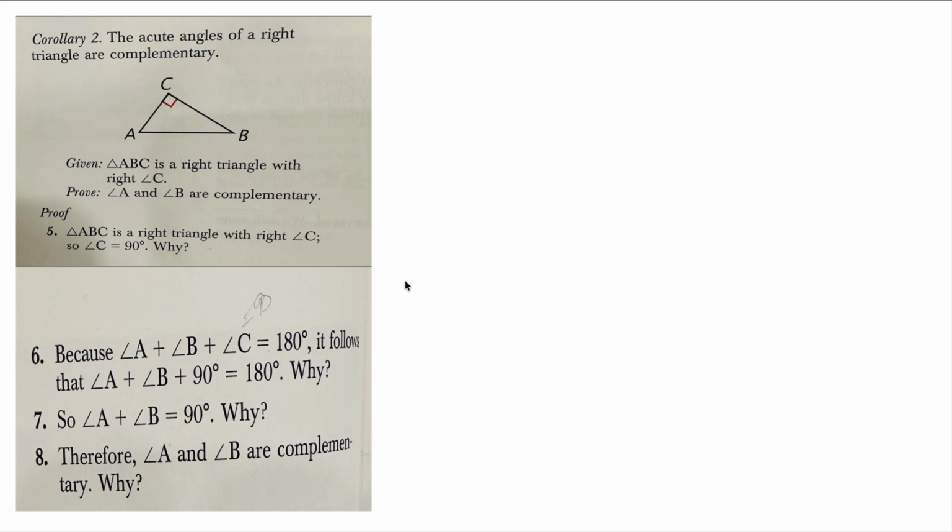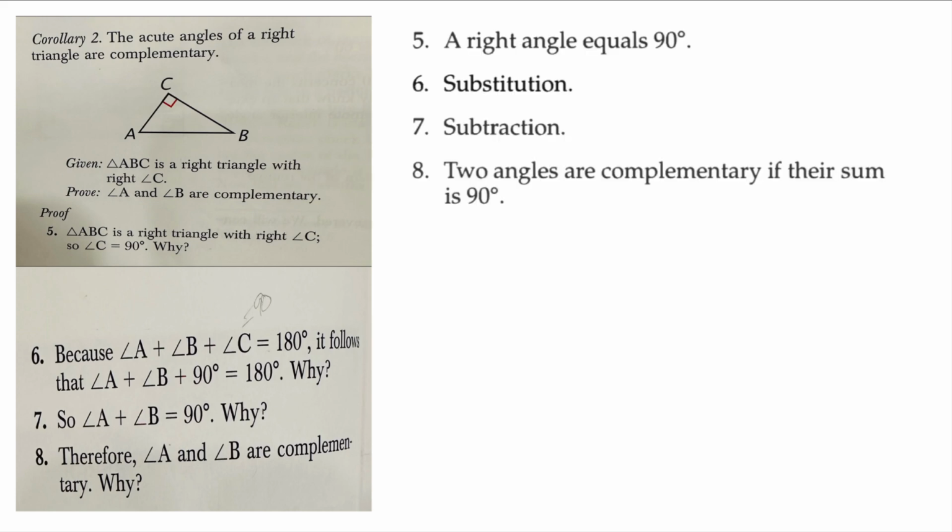Corollary number 2: the acute angles of a right triangle are complementary, meaning they add to 90 degrees. Given triangle ABC is a right triangle with the right angle being angle C, prove that angle A and angle B are complementary. Now, number 5: triangle ABC is a right triangle with right angle C, so right angle C equals 90 degrees. Why? Because a right angle equals 90 degrees.